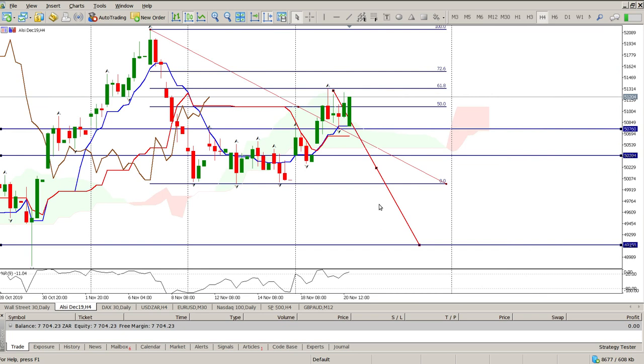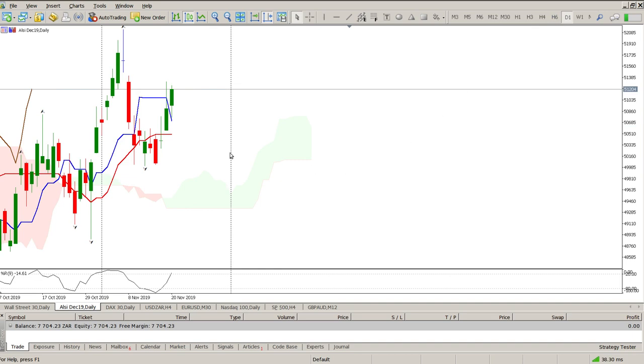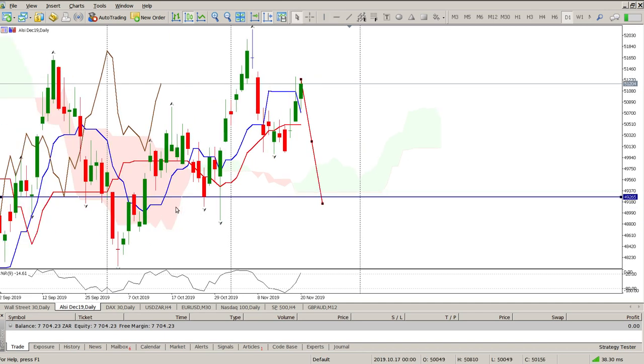So that's the setup that I'm seeing at the moment. The daily, get rid of the noise, is bullish, but I'm not entirely convinced here. It would also make sense to come back and test the cloud on the daily. That's what I'm looking at the moment.